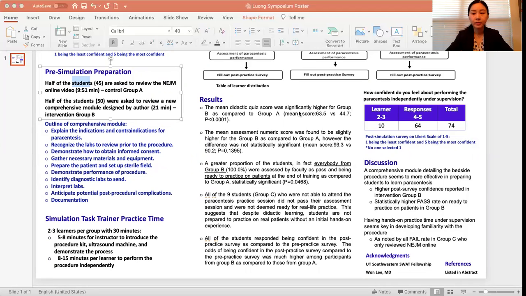In our discussion, we feel that the comprehensive module detailing the paracentesis procedure seems to be more effective in preparing the students to learn paracentesis. This is based on a higher post-survey confidence reported in intervention group B compared to A, as well as a statistically higher pass rate in the students in group B.